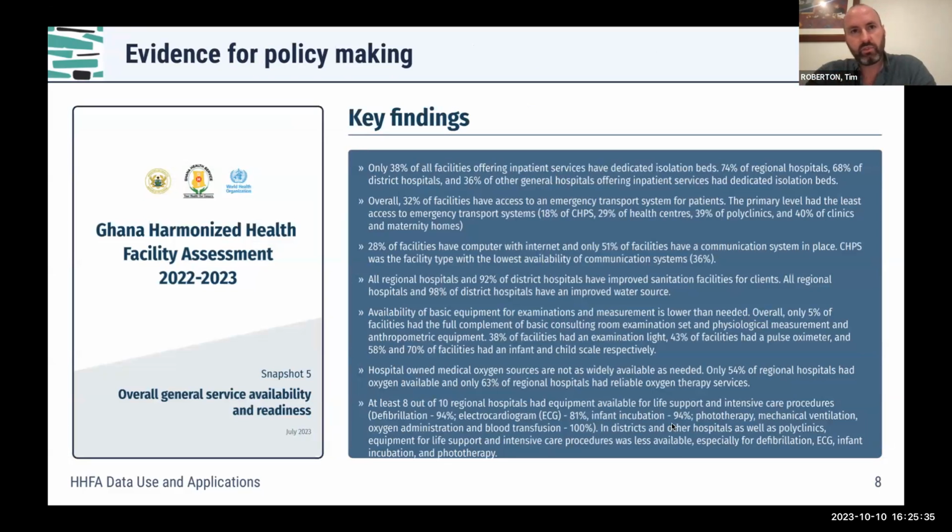And just recently, when they had the final public dissemination, people talked about how useful these findings are for the country and how they're going to be incorporated into setting the strategic direction for upcoming national health plans.